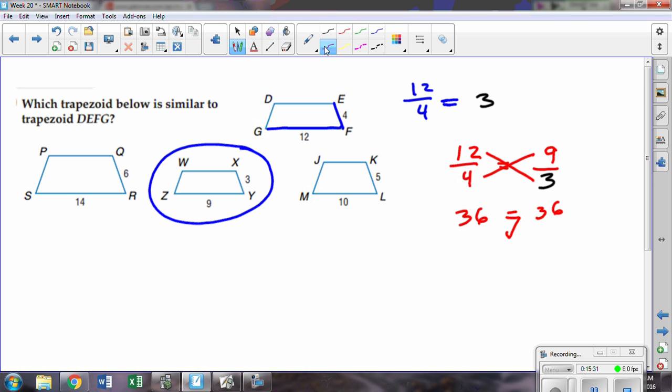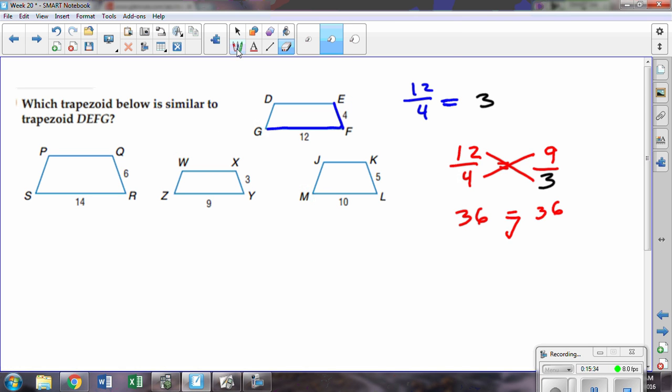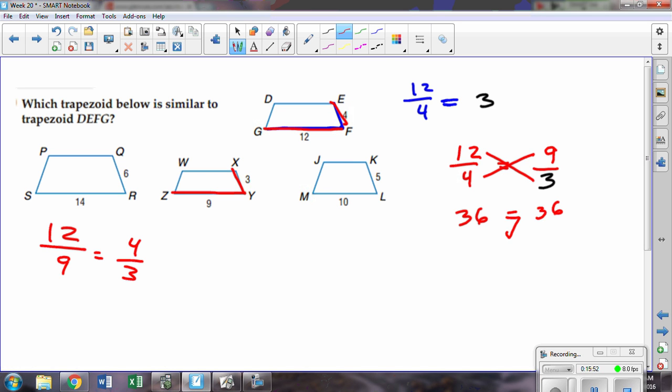Another way we could have verified this information was to actually take the corresponding pieces. 12 corresponds with 9, so we could take 12 matching 9, and then we'd have 4 and 3 for positions, and so we could put them down and verify with our cross multiplication. 12 times 3 is 36. 9 times 4 is 36. And so it checks out. That is correct.